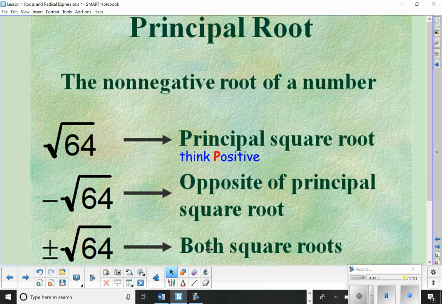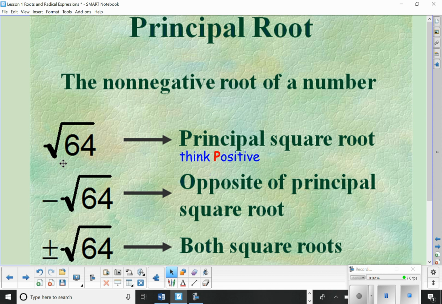Now, principal root, the non-negative root of a number. We really only have to worry about principal roots with even indices. If you've got an odd index, you only have one root. But if you have an even index, square root, fourth root, sixth root, you actually have a positive and a negative. You, as the human, must determine what is important and what works.